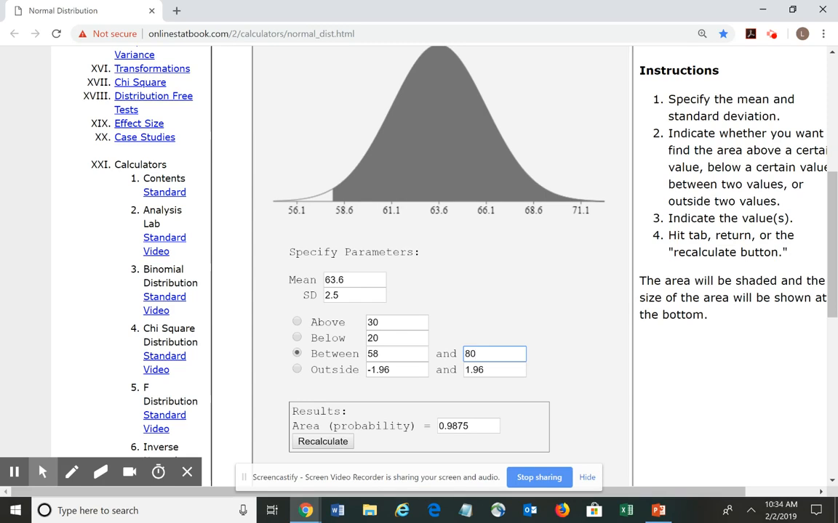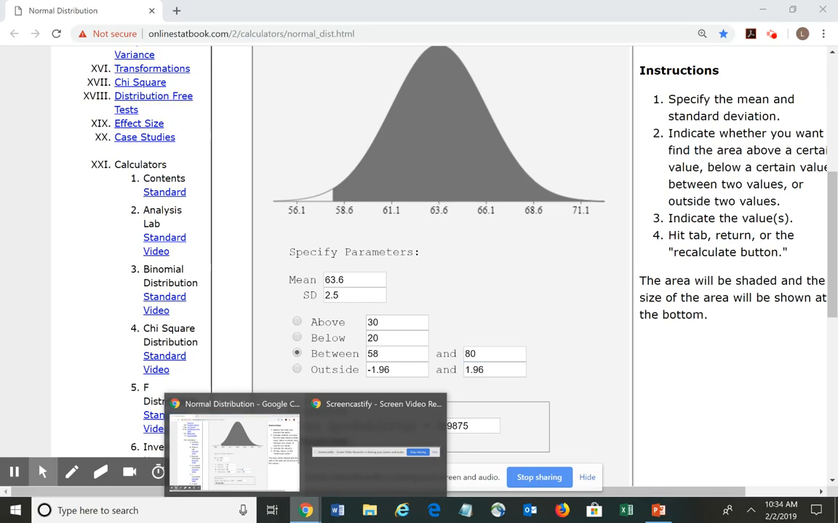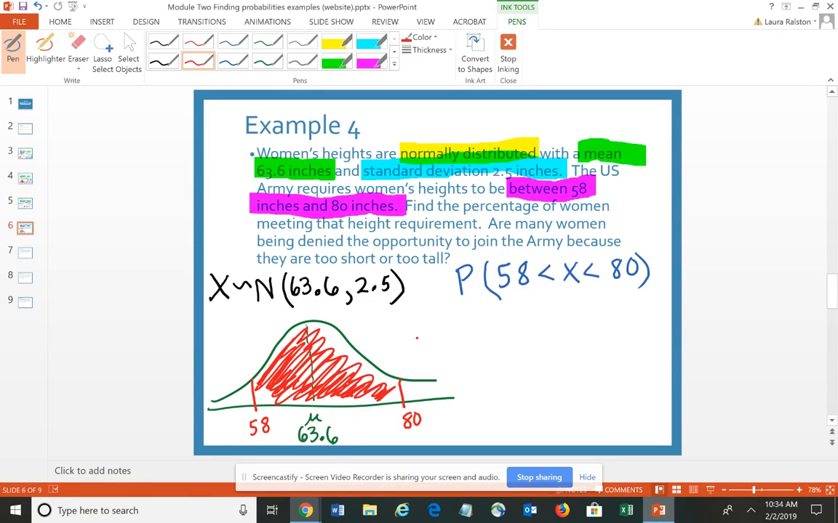We enter, and again, our results give us the value in the results box. We get 0.9875. So going back, the probability that a woman is between 58 and 80 inches is 0.9875, or as a percentage, since they asked for a percentage, 98.75% of women would qualify to be in the Army.